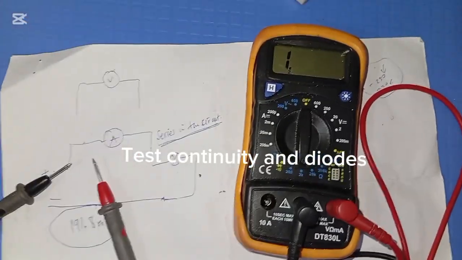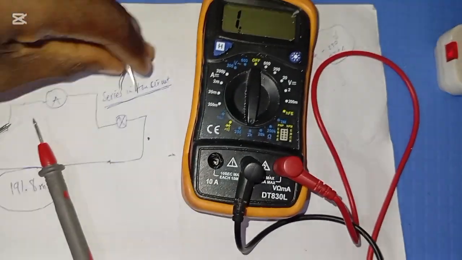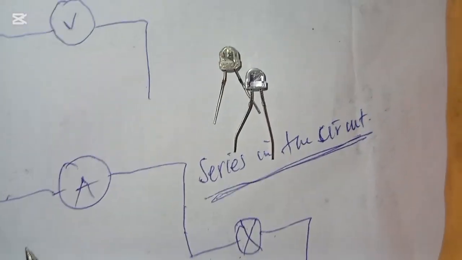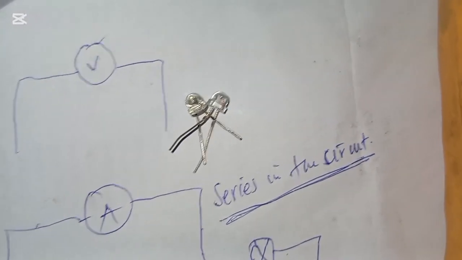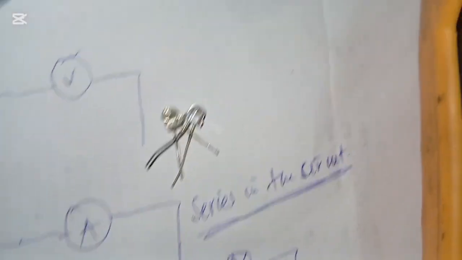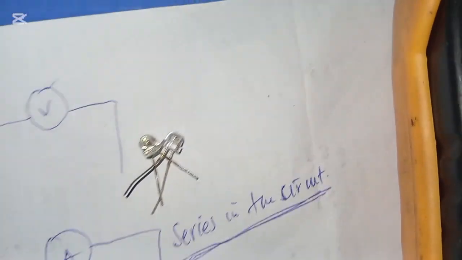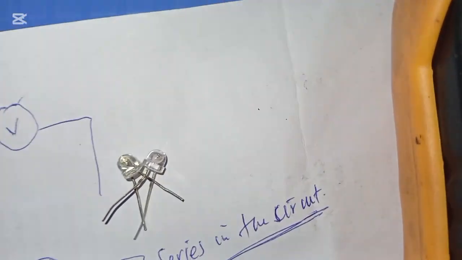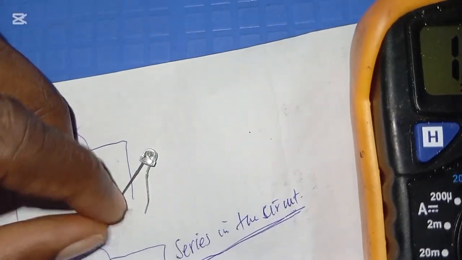The fourth is to test the diode. So we are going to test this light emitting diode. These are light emitting diodes. They are diodes, but they emit light. I'm not going into details. Let's see how you can test this diode, whether it's functioning or not. So let's see how you can test it.